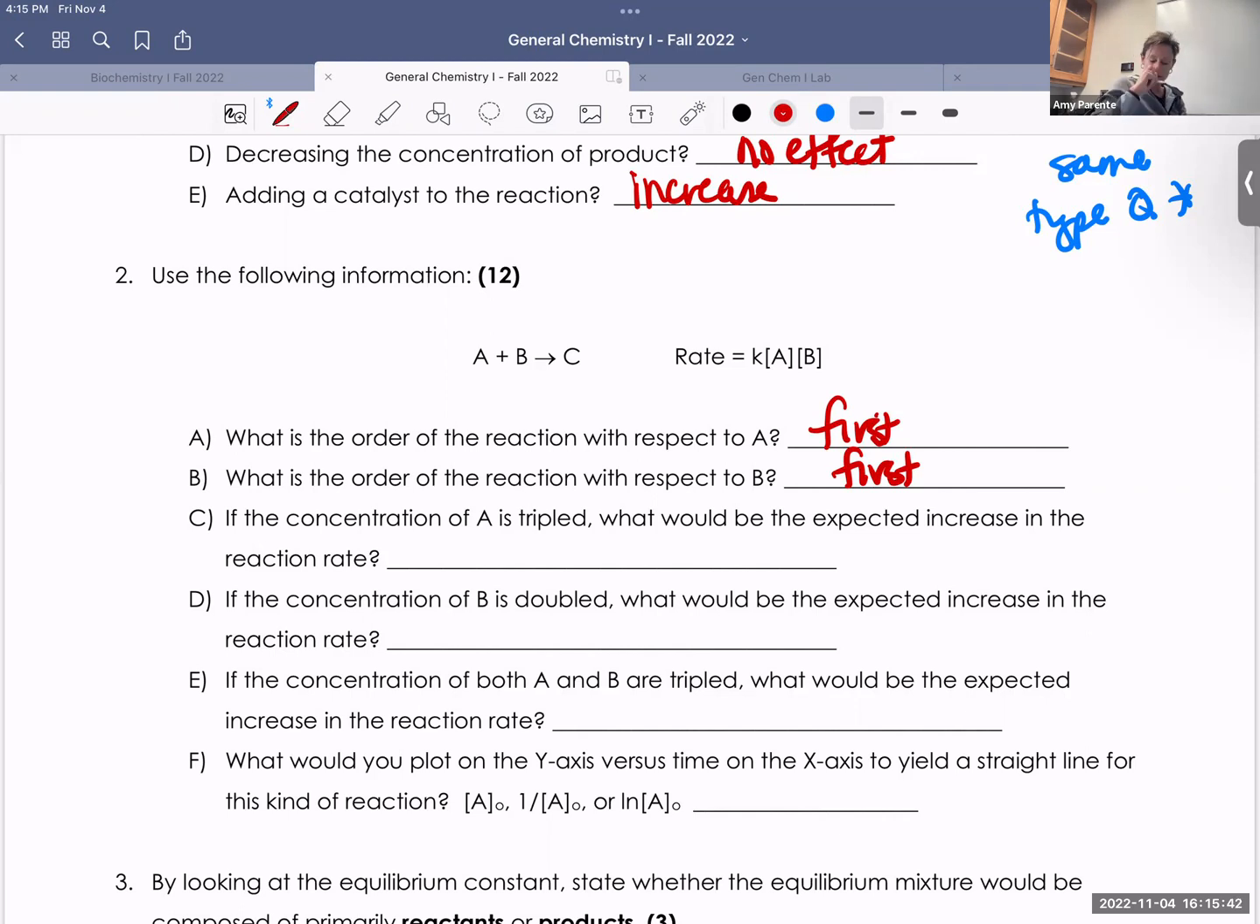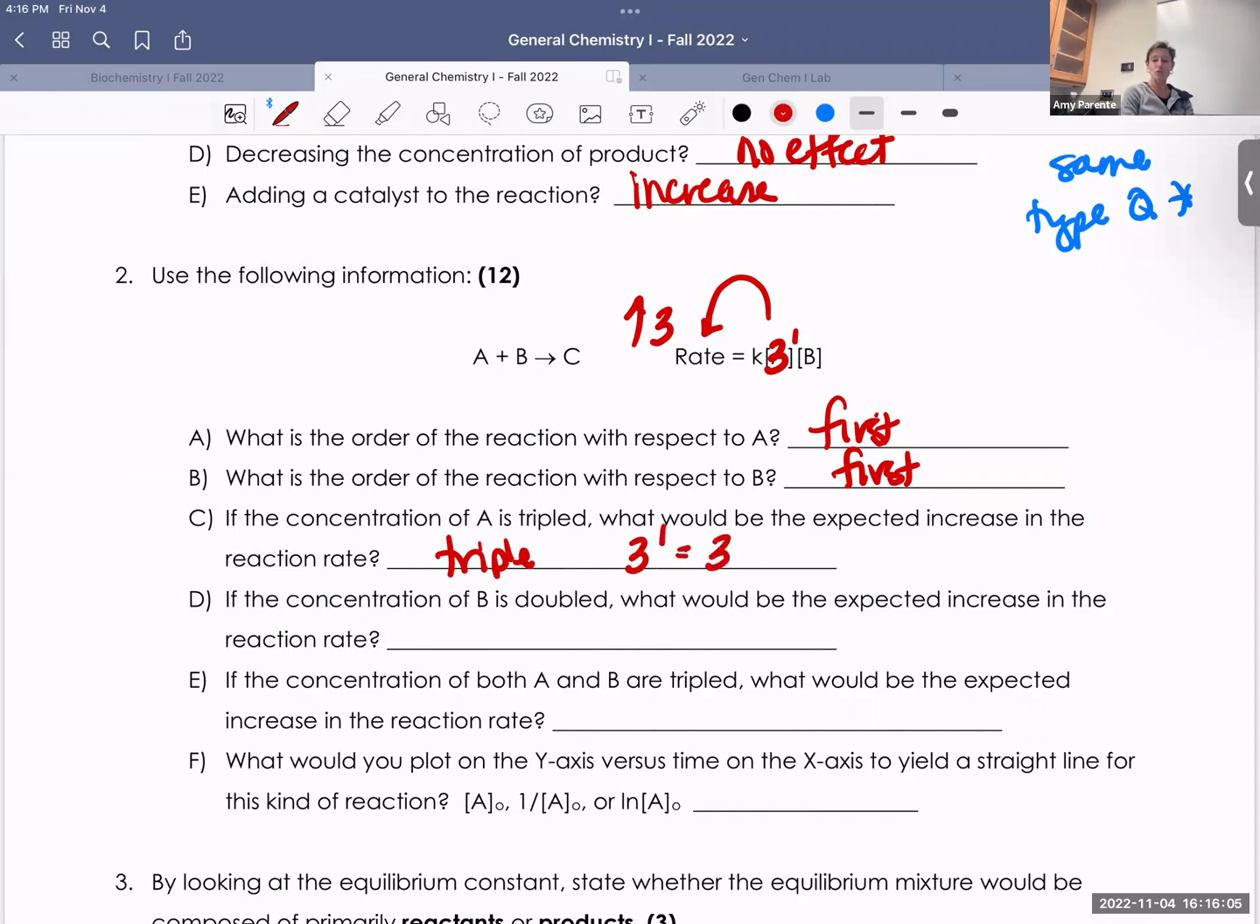We triple it. So here's how you'll handle these. What you're going to do is put a 3 in here. And because that's to the first power, that means my rate is going to increase by 3. So this is going to triple as well, and that's because it's first order. We essentially take 3 to the first power, and that's going to be equal to 3.